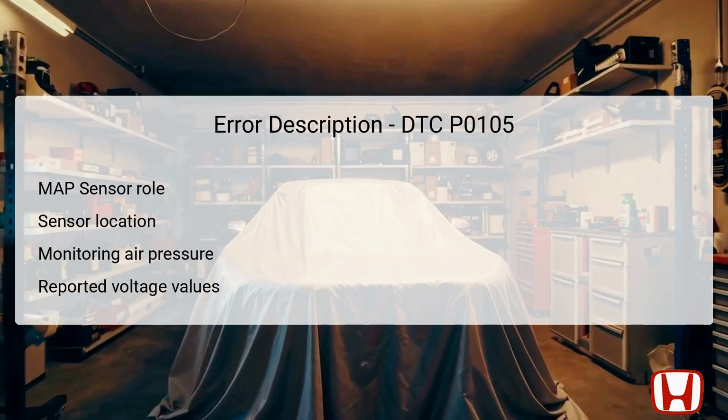The MAP sensor is responsible for measuring the manifold pressure of the engine and providing this data to the Engine Control Module, ECM, for optimal engine performance. It usually is located on or near the intake manifold. When the MAP sensor fails or gives erroneous readings, it can result in poor engine performance and emissions issues.